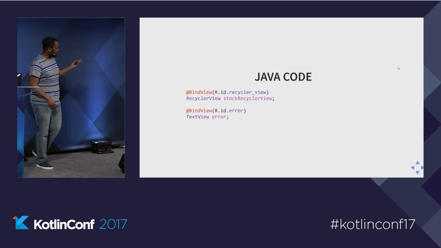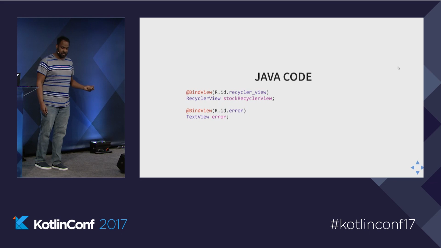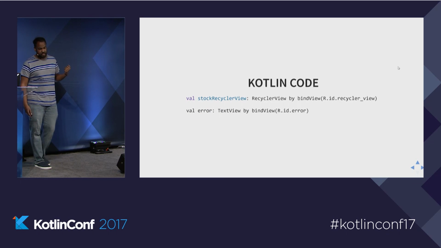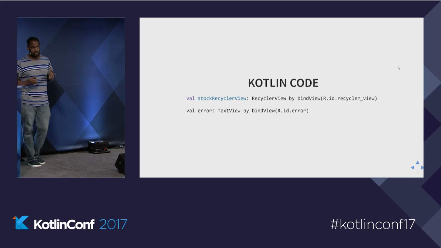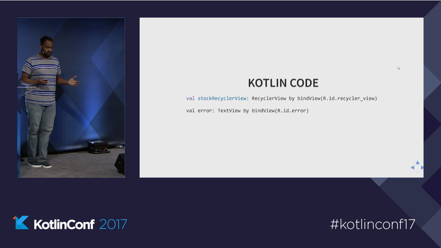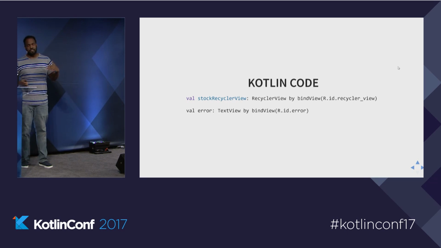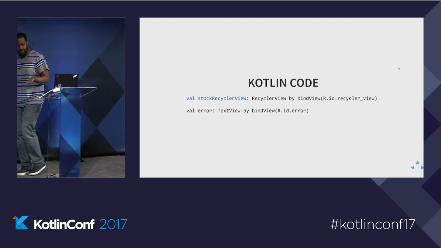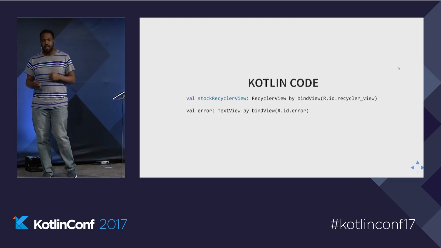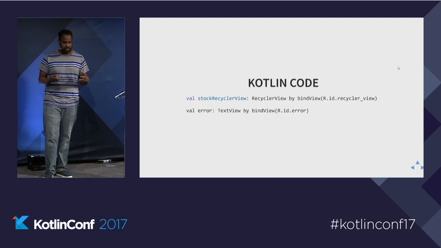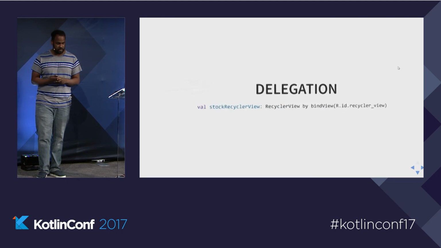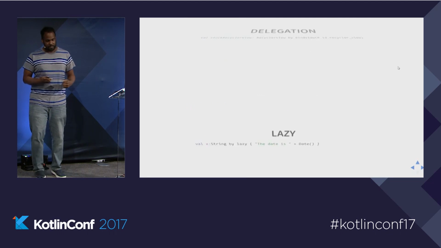And here's just the basic Butterknife code. And that changes into this Kotterknife code. So what's happening there is it's actually using delegation because there's a function that's called bindView. And the by keyword delegates the instantiation, the assignment of, in this case, recycler view, stack recycler view, and error to that bindView, and then it actually does the assignment. And I just explained that.